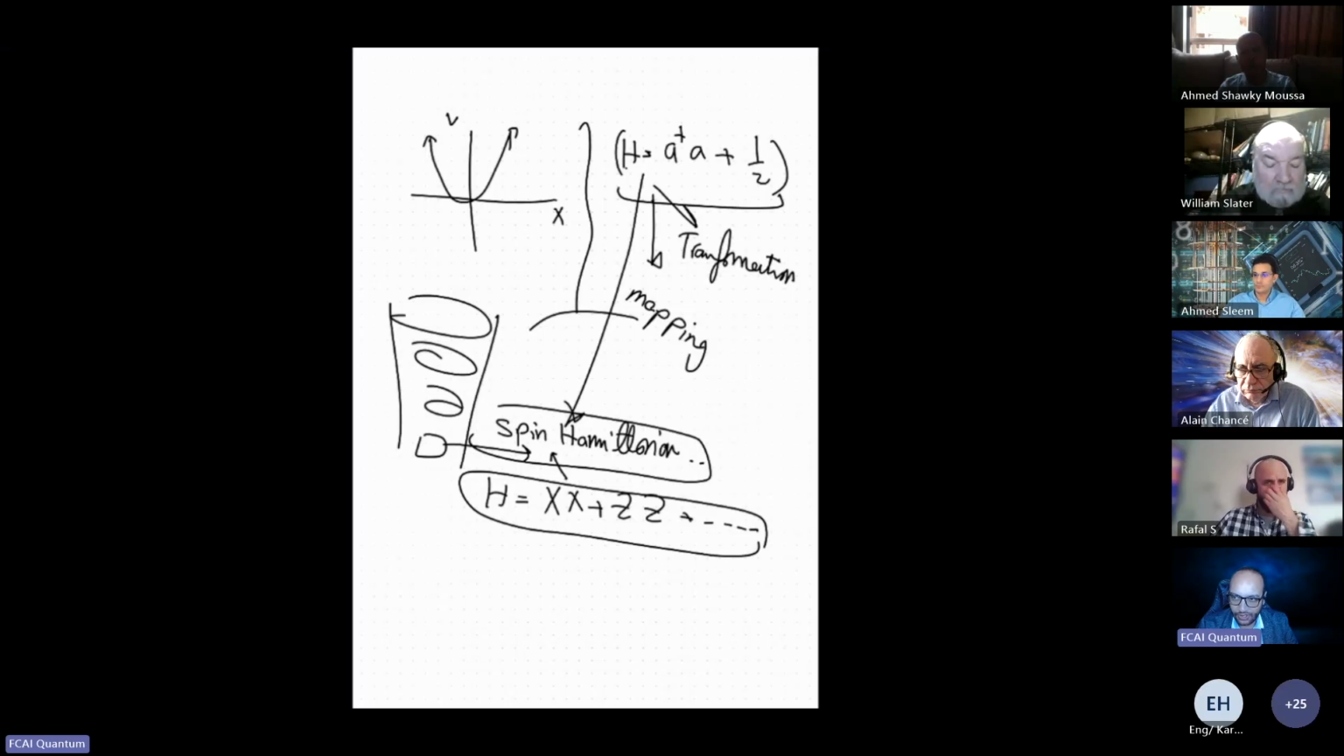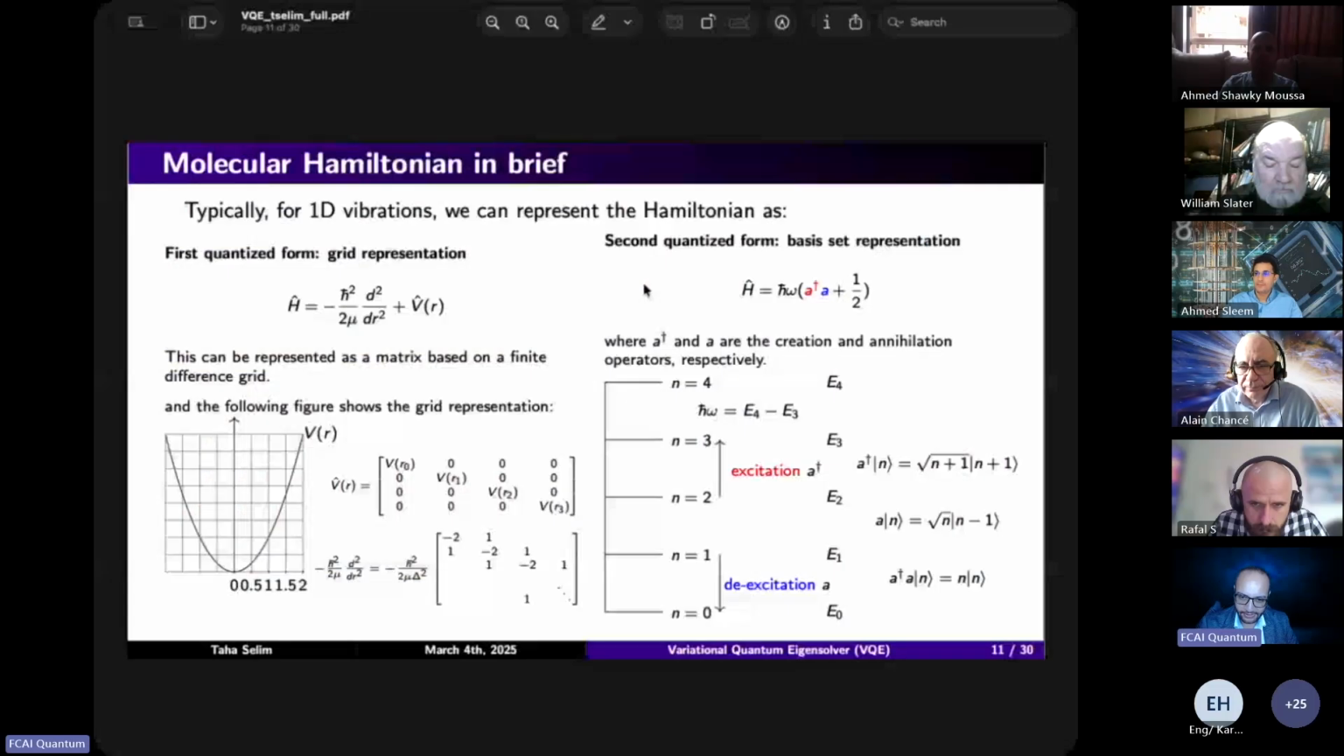But if we use the second quantization representation, I'm going back now to the slides, then it would make sense naturally to use the quantum computer, because we can use these transformations, and there are a lot of transformations that we can use to do this mapping.